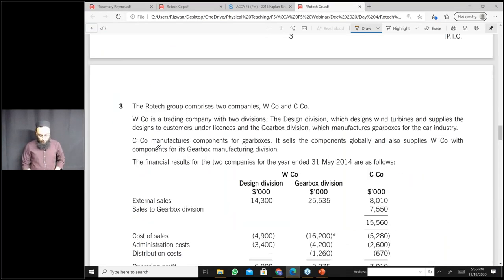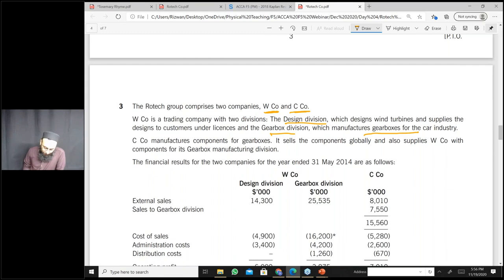ROTAC company group comprises two companies, WCO and CCO. WCO is a trading company with two divisions. The design division, which designs wind turbines and supplies the design to customers under licenses, and the gearbox division, okay, which manufactures gearbox for the car industry. Agreed.